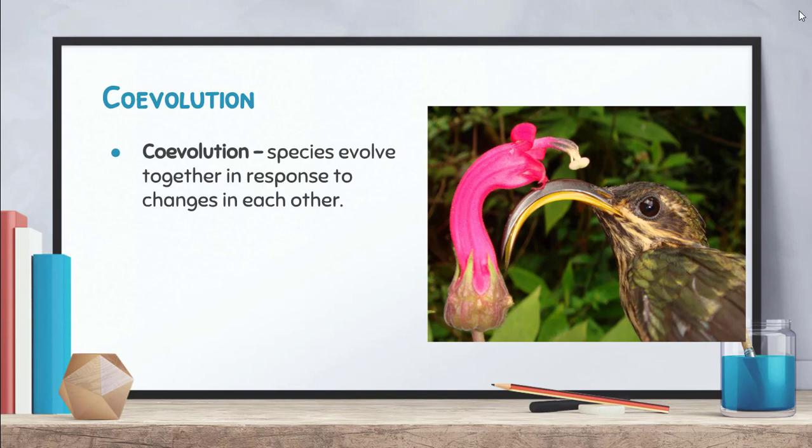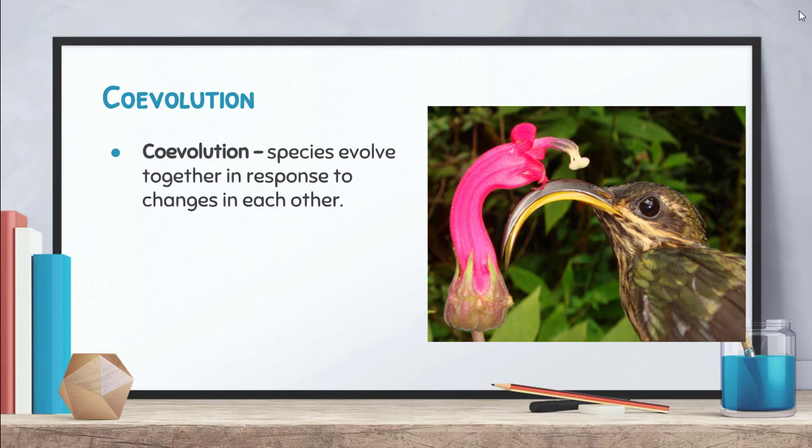The concept of coevolution is something we have already talked a little bit about, is that species evolve together in response to changes in each other. So you see this flower here, and you see this bird. This bird has developed this uniquely shaped beak in order to access the food that is inside of the flower. Well, the flower doesn't really like that. They need the pollen to be able to reproduce.